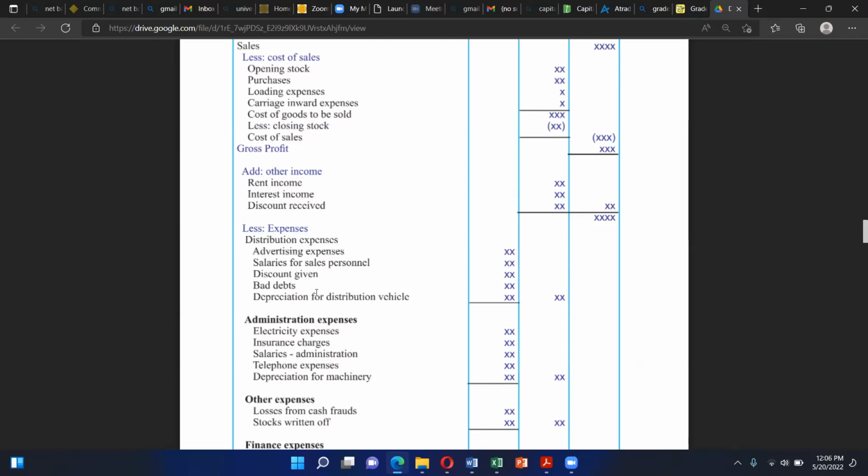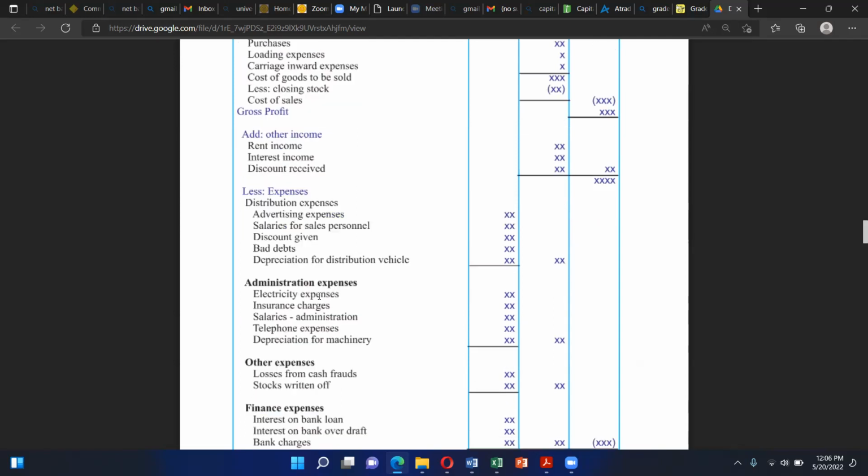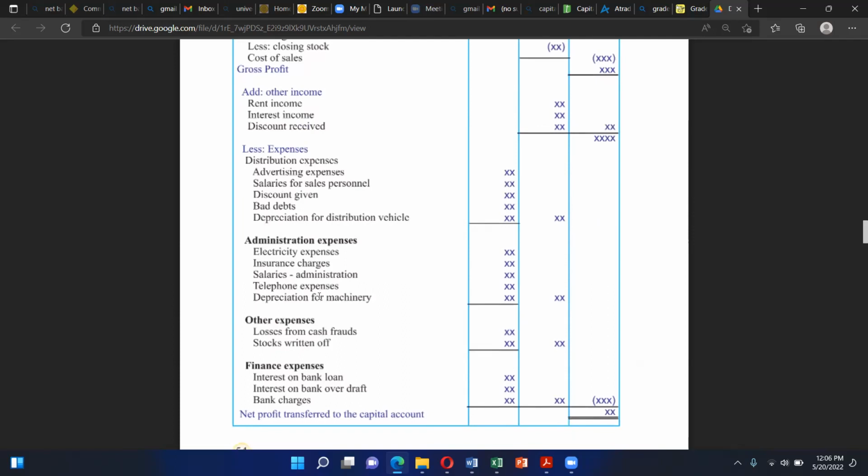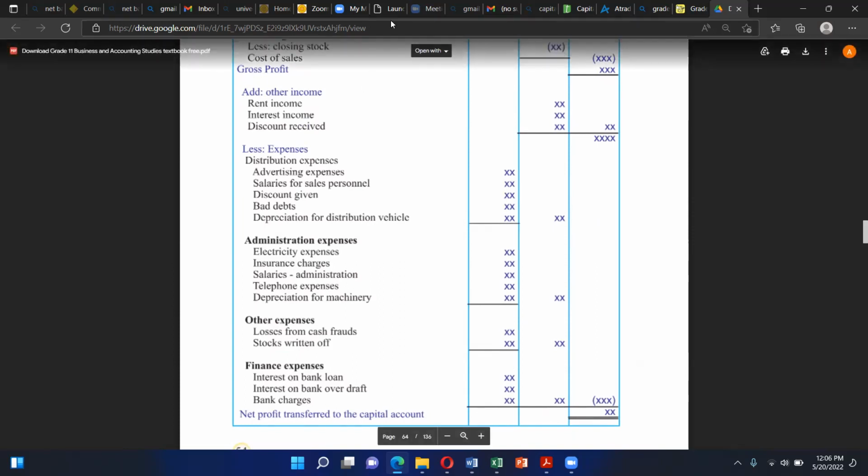And you have expenses, distribution expenses, advertising, salaries to sales personnel, discount given, bad debts, distribution. And then you have administration expenses. So just go through them. I'll give you 5 minutes time. Just go through them and then we'll do a question. Just familiarize with the idea.